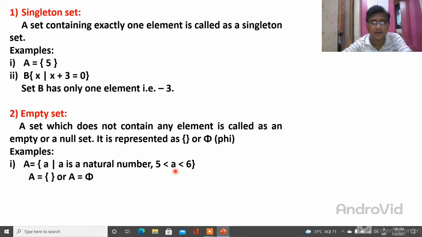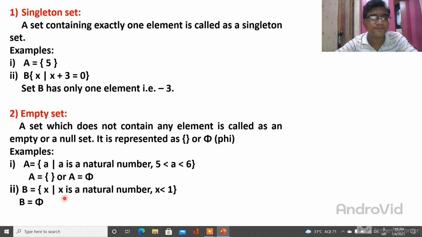Do you understand? A is the set of a such that a is a natural number, and a is greater than 5 but a is smaller than 6. So there is no natural number between 5 and 6. So it is an empty set. No element is there. So it is written in such a way by curly brackets or by phi.